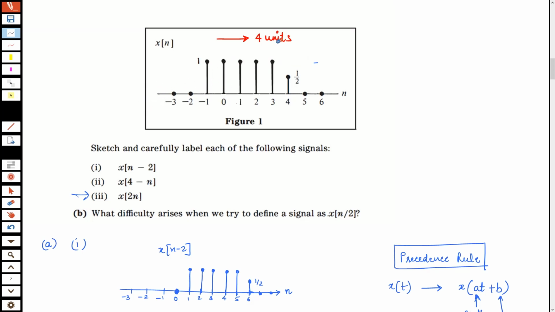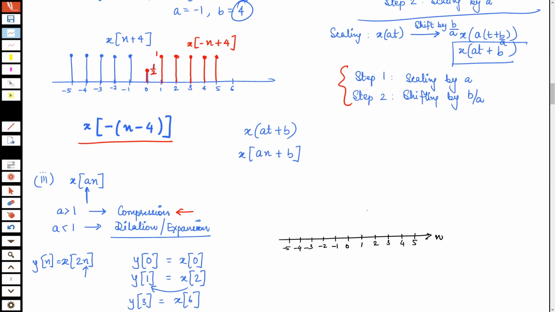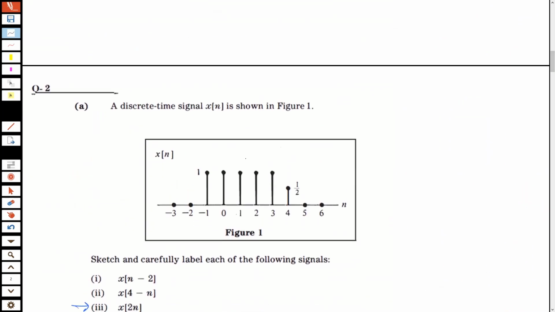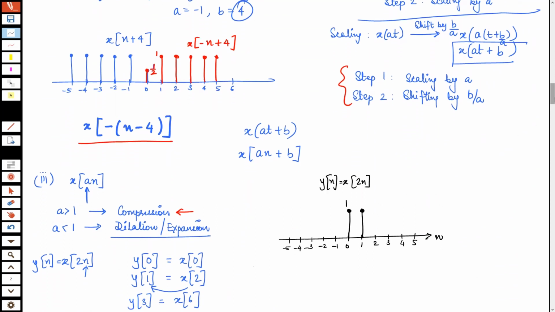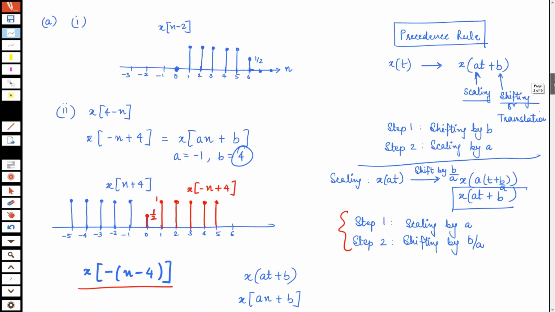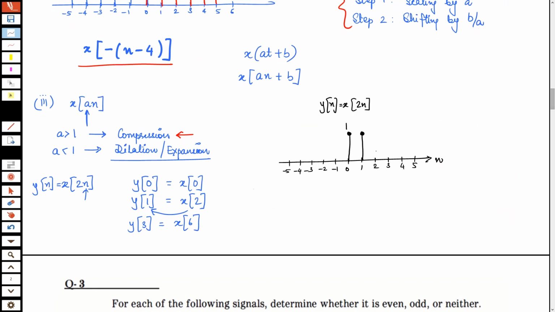This is how xn looks like. Now x0 remains at 0 very well. Its value is 1. Remember that we are trying to sketch x of 2n. x2 now goes to position 1. So what was at x2? This was at x2. Okay. What comes at position 2? X of 4 comes at position 2, right? What was at x of 4? 1 by 2. Okay.